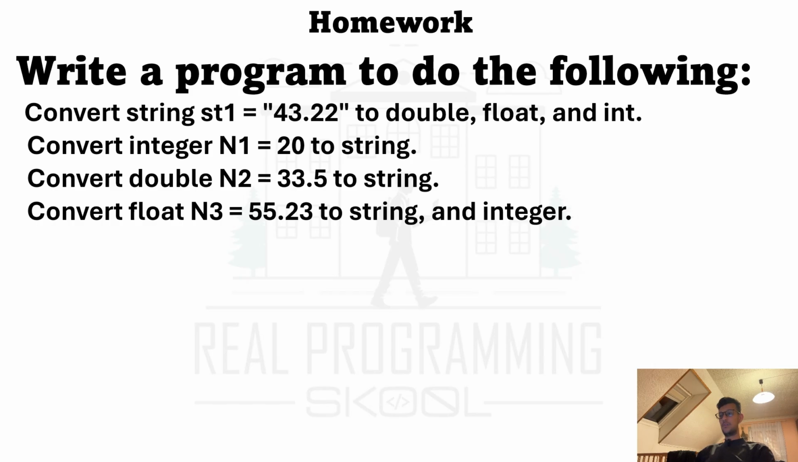We have a small homework. This is our homework. I want you to write a program to do the following: convert the string st1, which holds the value 43.22 as a string, to double, float and integer. Convert the integer value 20, which belongs to the variable num1, to string. Convert the value 33.5, which belongs to the double data type, to string, and convert the value 55.23, which belongs to the float data type, to string and integer.